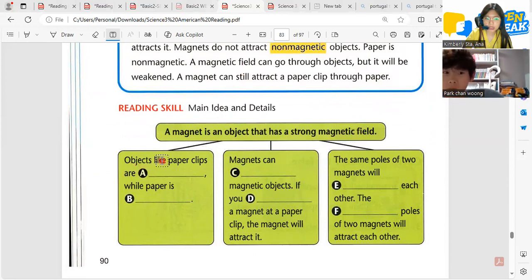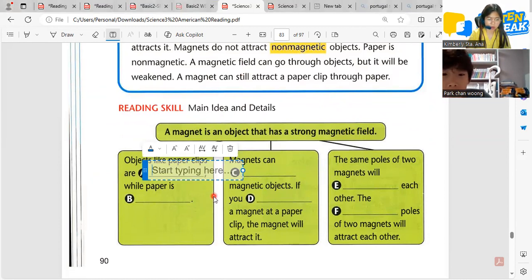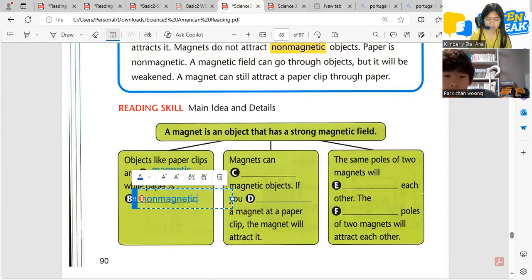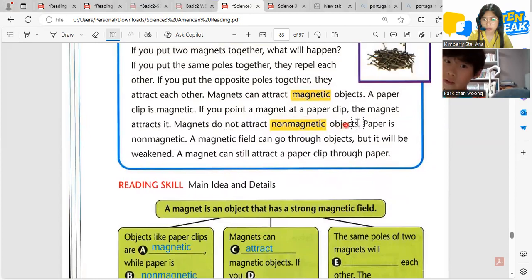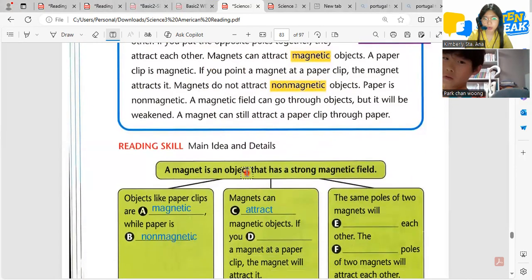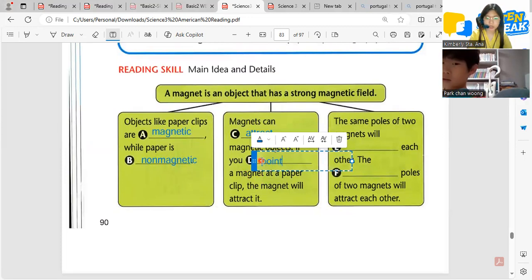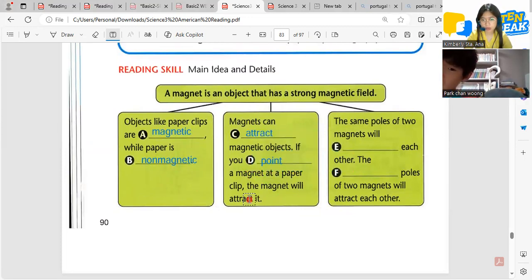Objects like paper clips are magnetic, while paper is non-magnetic. Magnets can attract magnetic objects. If you point a magnet at a paper clip, a magnet will attract it.